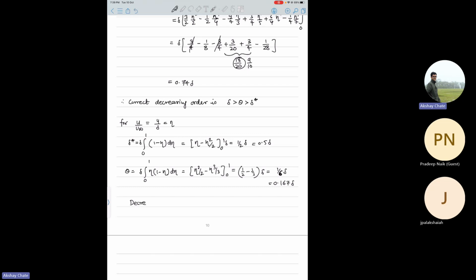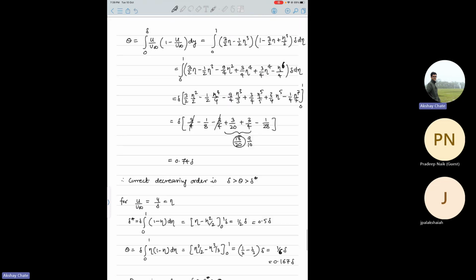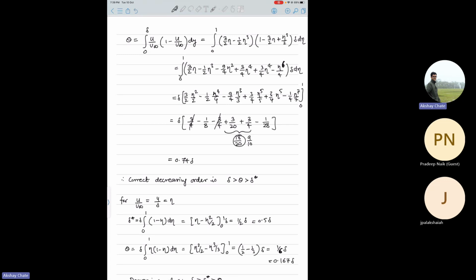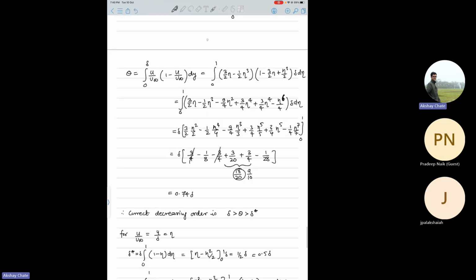So here the decreasing order is, it should be delta. Delta is always bigger. Then delta star, then theta. So now I'm confused whether I did this calculation correct or wrong. 1 second. Let me just see. Yeah, in this question it was given that it's a linear velocity profile. It was not a general profile. This calculation I'll check again, and if it is wrong, I'll rectify it.